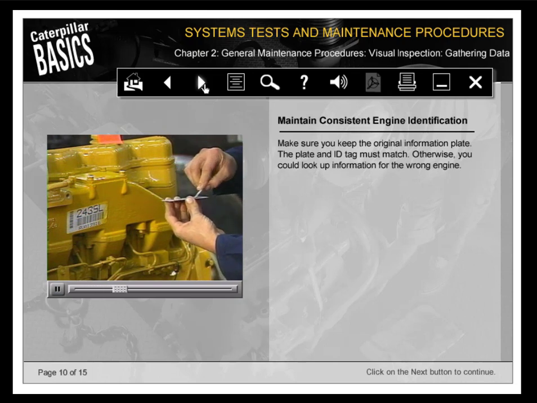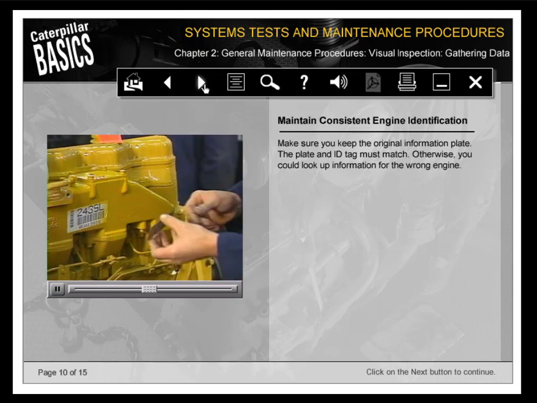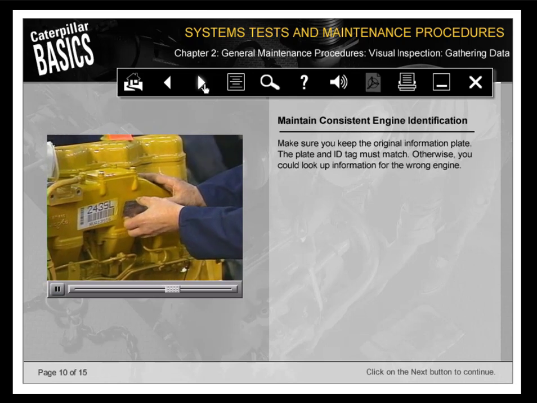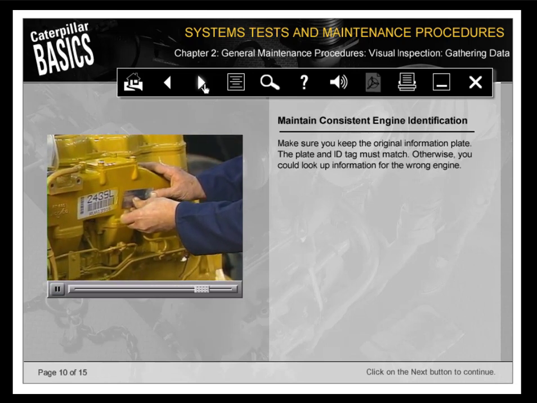Make sure you keep the original information plate. The plate and ID tag must match. Otherwise, you could look up information for the wrong engine.